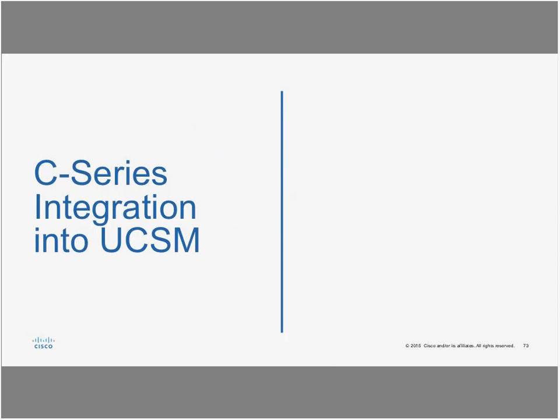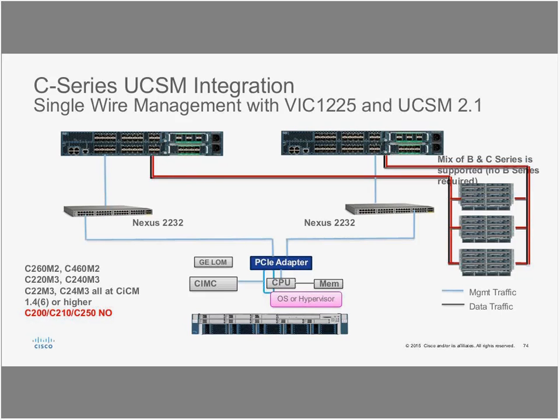What that allows us to do is make the C-Series server behave as if it is an actual blade. We know that it's not, but you can integrate it depending on the firmware that you have in your UCS domain. Initially, there are different ways you can deploy this. You can deploy it using two wires, or you can do single wire.